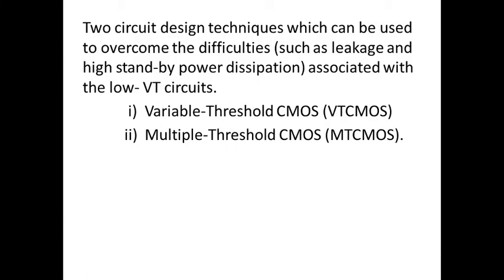Now, the last part of this module 6.2: there are two methods by which you can decrease the power dissipation by voltage scaling. These are two circuit design techniques which can be used to overcome difficulties such as leakage and high standby power dissipation associated with low threshold voltage circuits. The first one is variable threshold CMOS, also called VT CMOS circuits, and the second one is multiple threshold CMOS, also known as MT CMOS circuits. In the exam, there will be a short note on VT CMOS and MT CMOS.